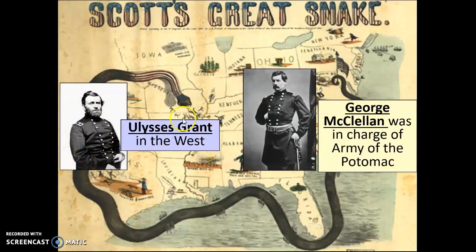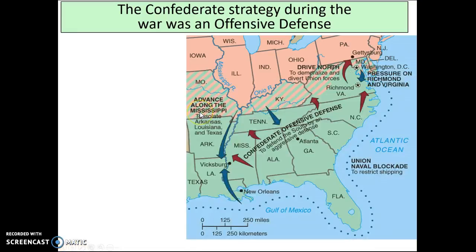And then you have Ulysses S. Grant, who is going to be fighting off in the West for the United States as well. He's going to be fighting in like Kentucky and Tennessee and trying to seize the northernmost portions of the Mississippi River so they can then move further down south and gain the rest of it.